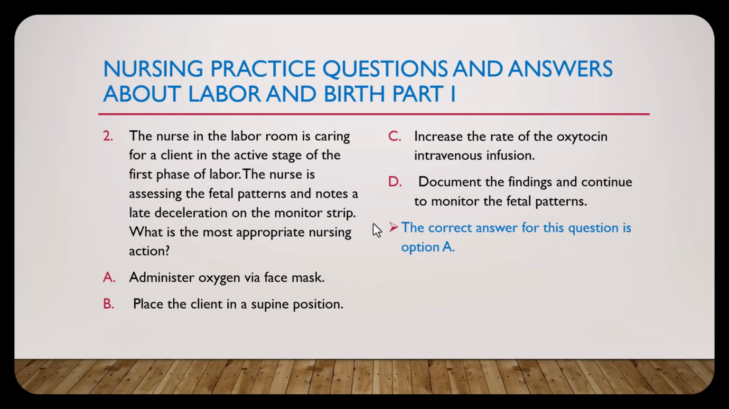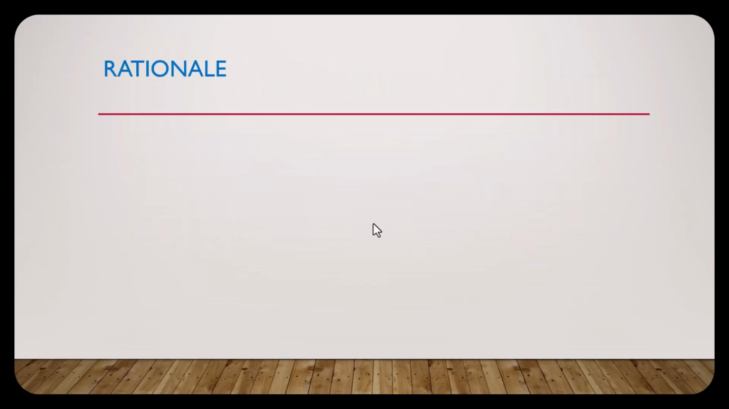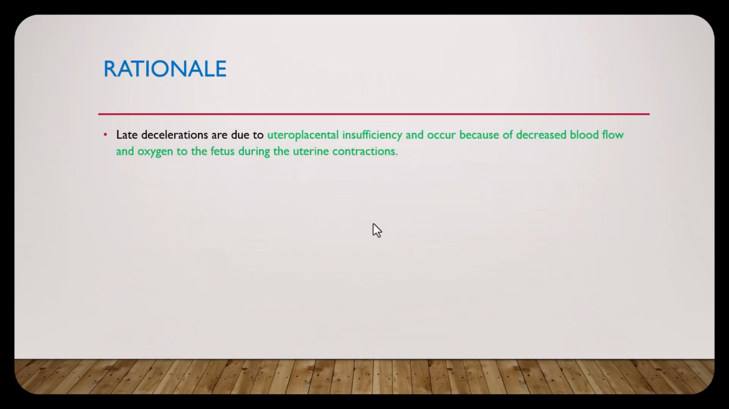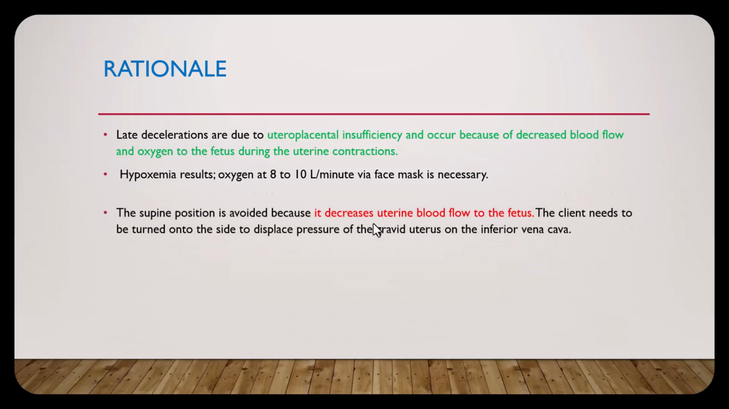Now let's move to the rationale. Late decelerations are due to uteroplacental insufficiency and occur because of decreased blood flow and oxygen to the fetus during the uterine contractions. Hypoxemia results, so oxygen at 8 to 10 liters per minute via face mask is necessary.